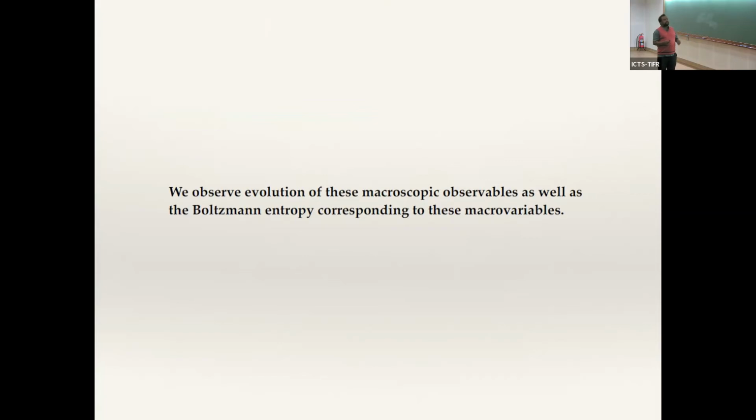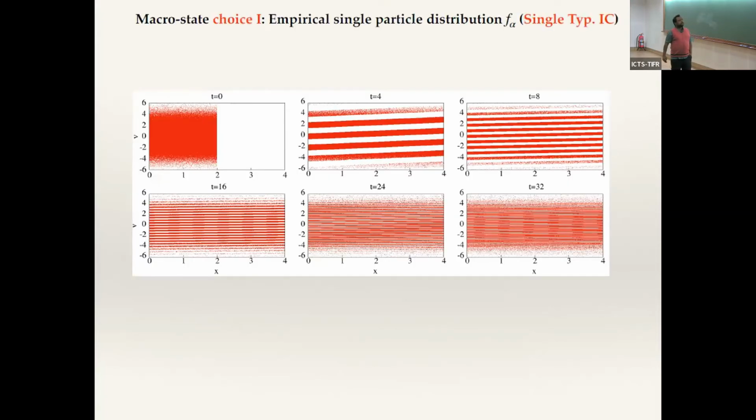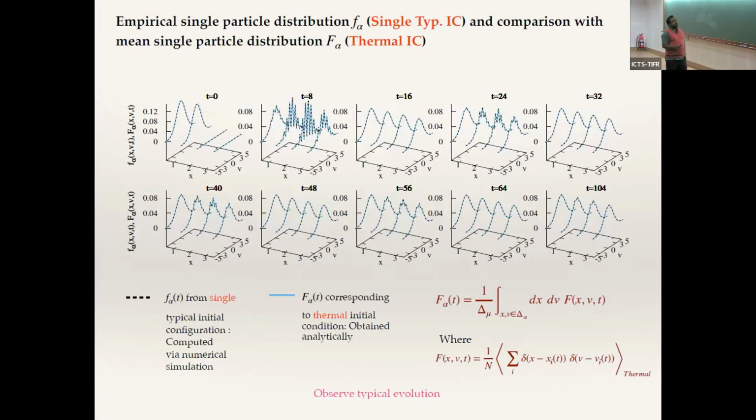So we observe the evolution of these macroscopic observables as well as the associated entropies. So this is the scatter diagram, the phase space diagram of the empirical particle distribution. Each point is basically a particle. So initially all the particles are in the left half of the box. The box size is 4, and the velocities are chosen from a thermal initial condition, but this is a single initial condition. Now, once it evolves, this phase space distribution scatter plot actually changes, and it fills up the full phase space. And if you look at the distributions, the evolutions look like this.